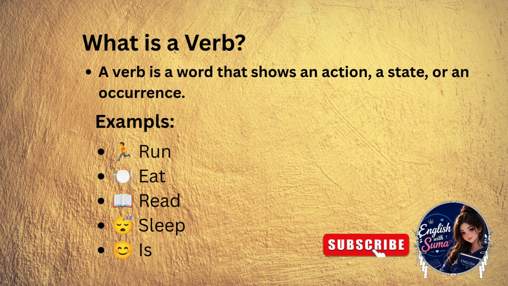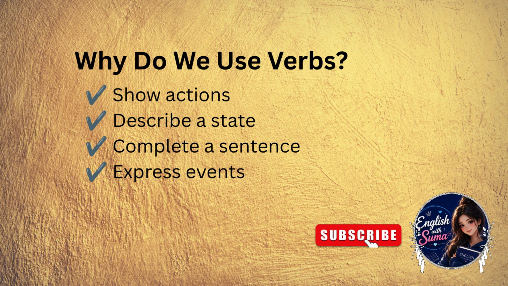It tells us what the subject does, what the subject is, or what happens. Without a verb, a sentence is incomplete. Words like run, eat, read, sleep, and is are all verbs. Verbs are the heart of every sentence. They help us describe actions, express a state or condition, and talk about events. Without a verb, we cannot form a complete sentence.